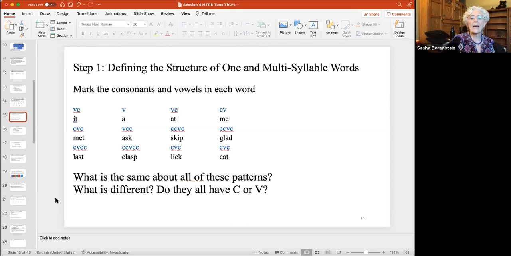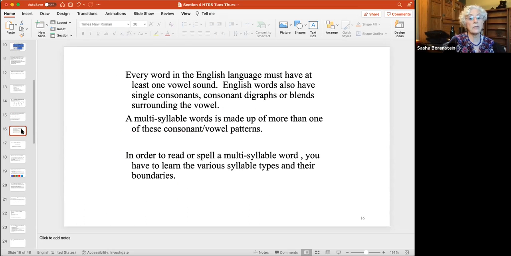It can have more than one vowel letter, but it's got one vowel sound. Okay? And we already know that it can, but doesn't have to have consonants in front of and after the vowel. And where those consonants are determine the sound of the single vowels. And so this is just a summary of what we've been doing so far this afternoon.